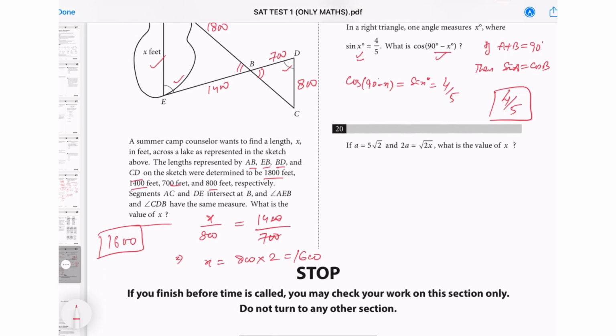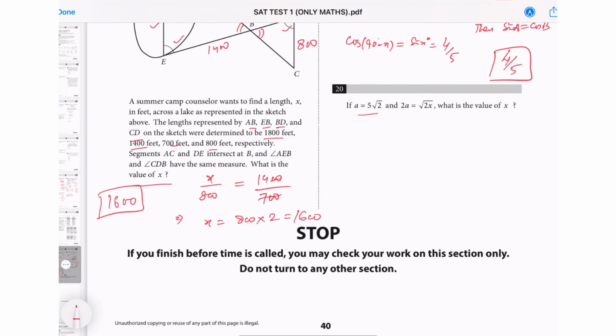Now the last question over here, a equals 5 root 2 and 2a equals square root of x. Here just observe that x is also inside the root. What is the value of x? So what I do, I just plug in the value of a over here. I get 2 times 5 root 2 equals, and I can separate out root 2 and root x like this because both are under the root. Then simply cancel root 2 from both sides. I get 10 equals root x. Now recall whose square root is 10. Yes, it is 100, so x equals 100. You can also write squaring both sides and you get this as the answer.